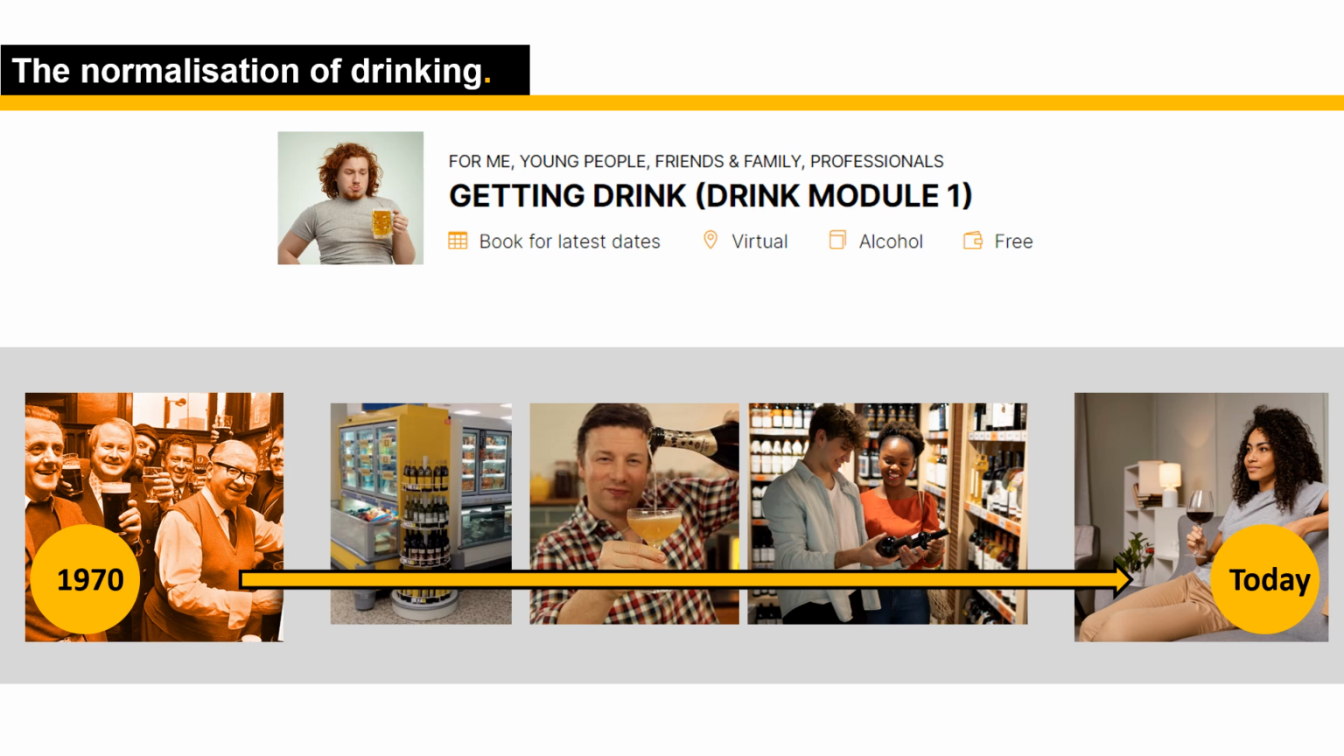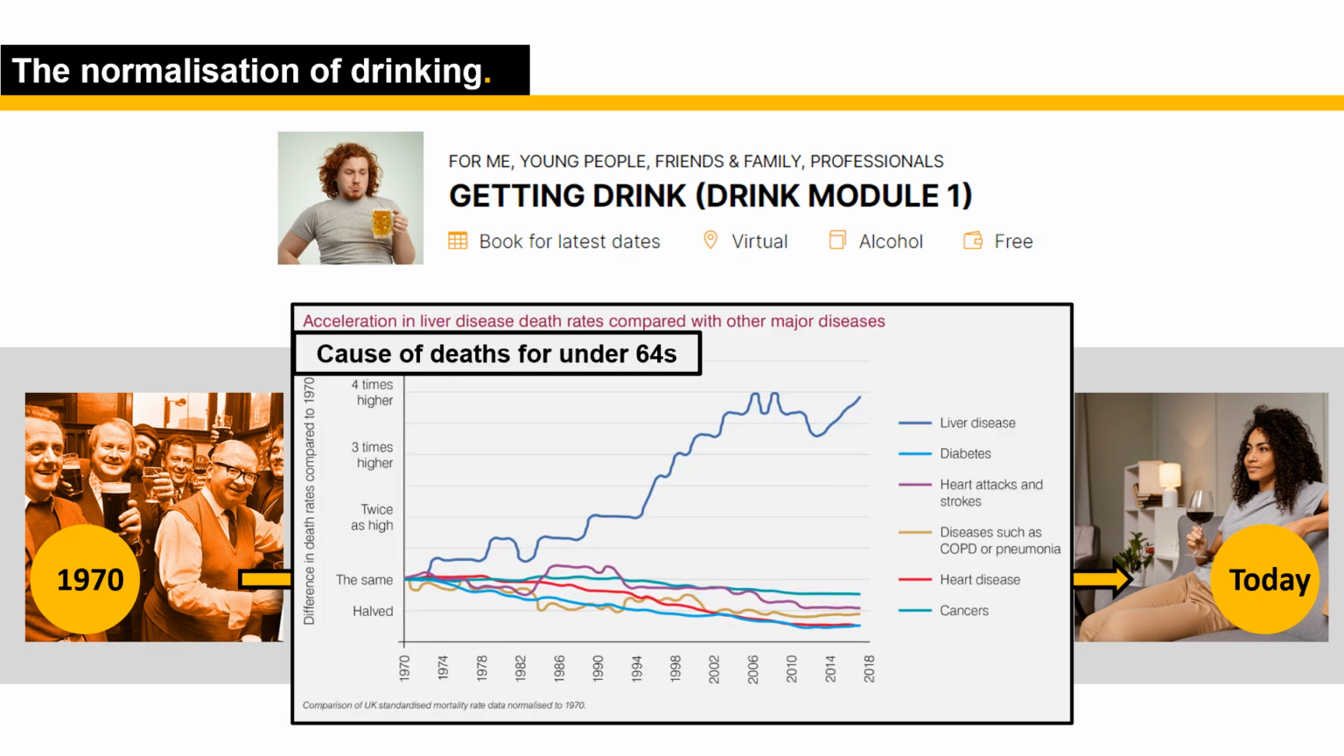And the interesting thing here is we can overlap this graph for this session. And this shows you the cause of deaths for under 64s in the UK over the same time period, and the things that people are dying from in middle age. Now there's a lot of good news here. You can see a lot of these lines are going down. Those represent diabetes and heart attacks, diseases like COPD and cancers. We're getting better outcomes for all those things.